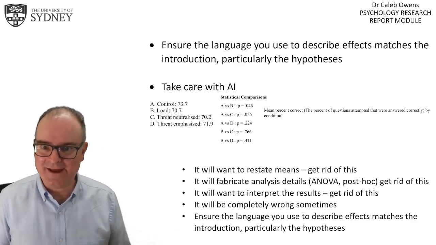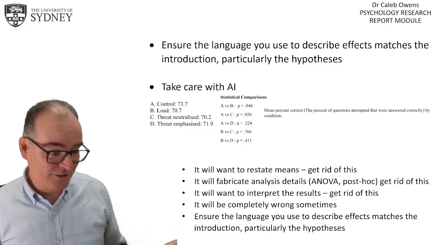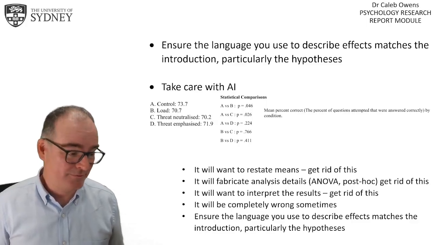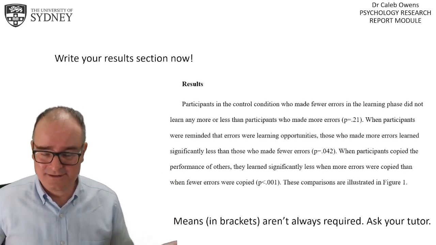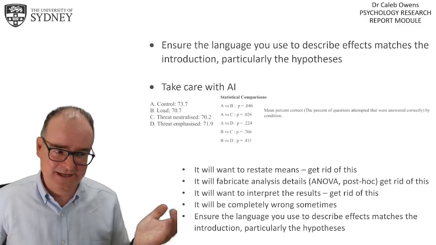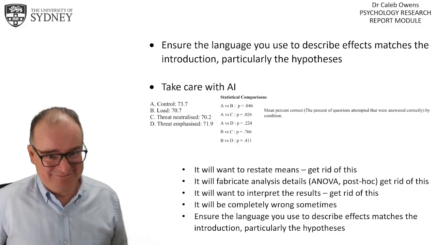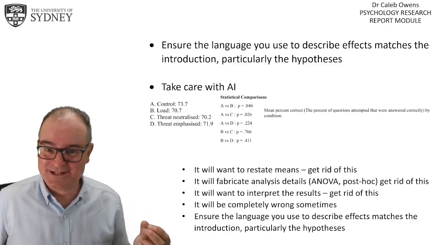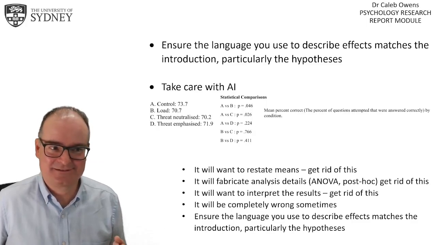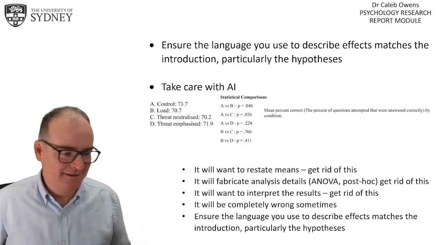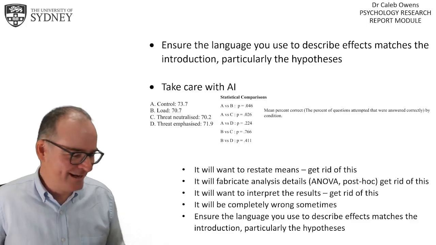ANOVA, post hoc, get rid of it. That's fabrication, that's hallucination. AI will also want to interpret the results. And when you're writing a research report, you don't do any interpretation in the results section. You literally just say, this is what was found and whether or not it was significant, okay? It's going to want to interpret. Just tell it not to do that or get rid of it in the output. And also, a big grain of salt on anything with AI. You've got to check to see whether it's completely and utterly wrong, because I've seen this many times in reports I've marked. It's completely wrong, and no one's actually bothered to check and realize that it's describing things completely incorrectly.